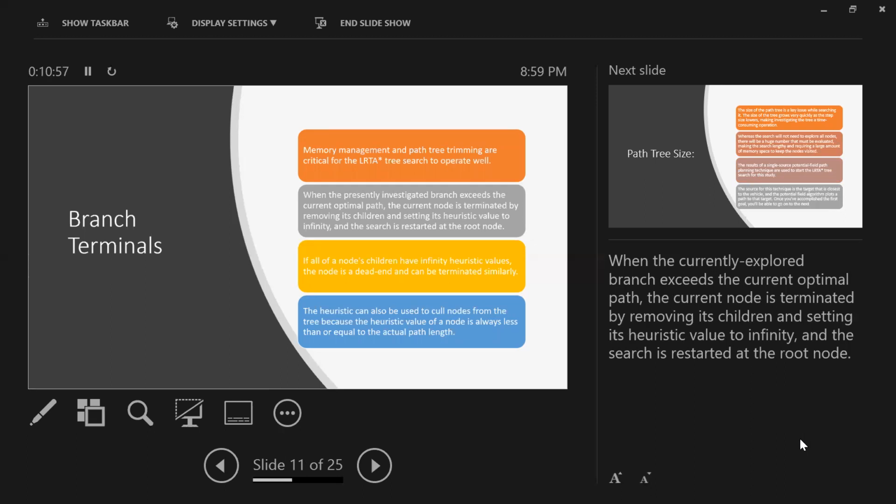And in the branch terminals, the memory management and path tree trimming are critical for LRTA* tree search to operate well. When we investigate, a branch that exceeds the current optimal path is terminated by removing its children and setting its heuristic value to infinity. If all of a node's children have infinity heuristic values, then the node is a dead end and can be terminated similarly. The heuristic can also be used to cull nodes from the tree because the heuristic value of a node is always less than or equal to the actual path length.